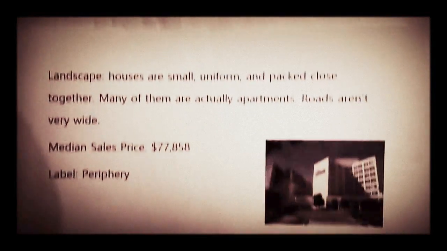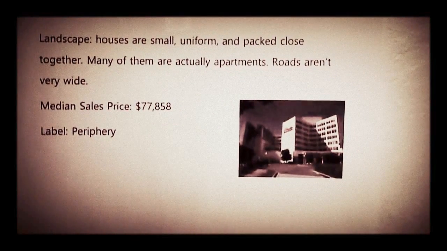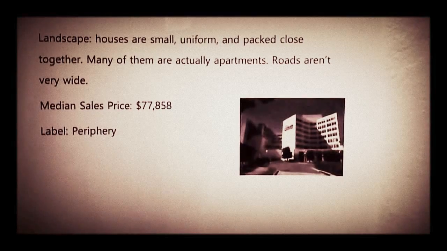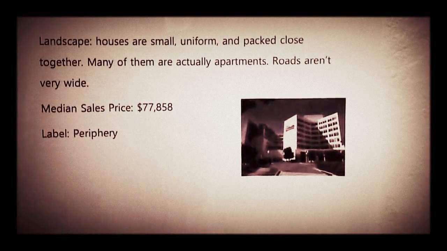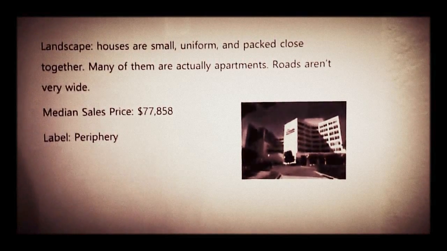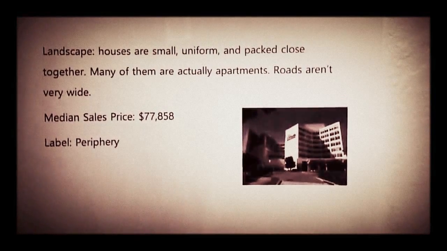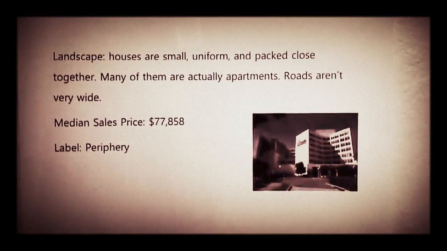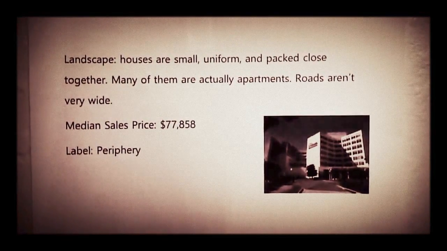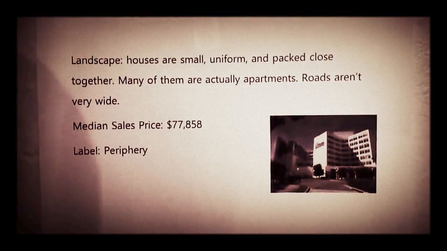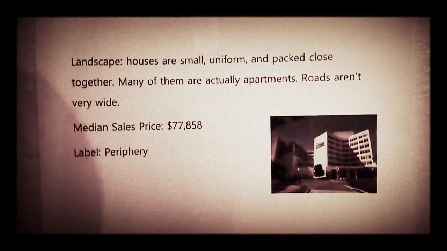Let's look at landscape. Most houses downtown are small, uniform, and are packed close together. Many of them are apartments, and roads are not very wide. The median sales price for a house in downtown Jacksonville is $77,858. Despite its service jobs, I label downtown as a periphery.